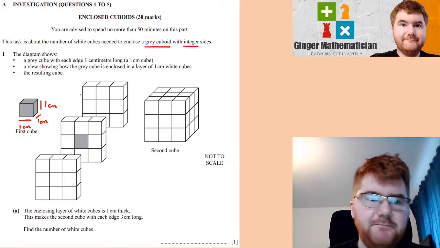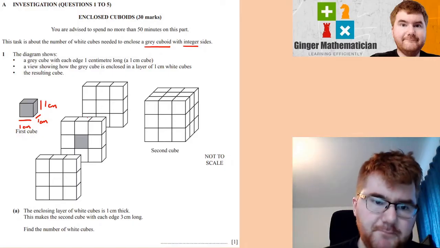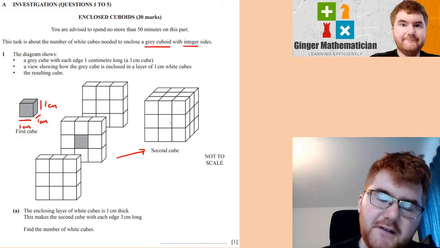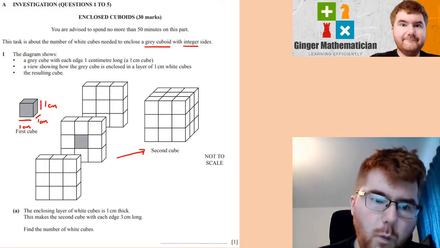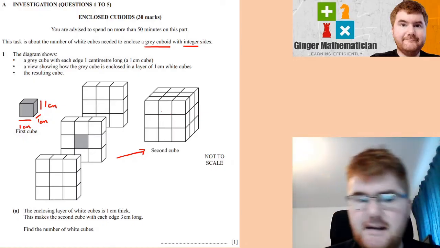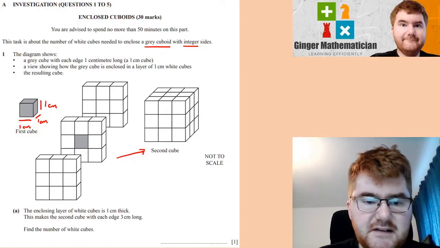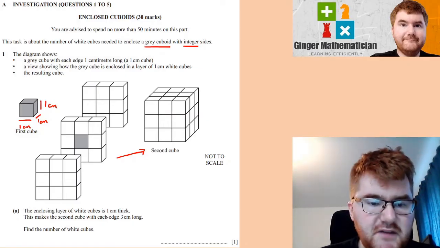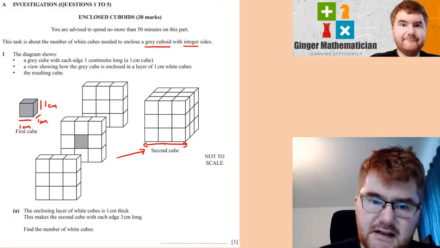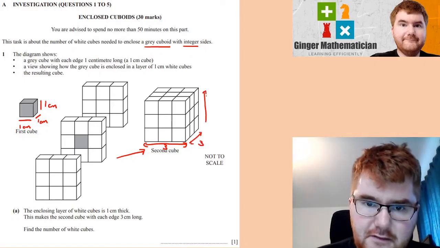What's happening here is that we're putting this cube into the middle of this white cube to then make the second cube. If you can just imagine, in the middle of this particular bigger cube, there is one grey cube right in the middle. And that's going to be our starting point for this investigation. So the enclosing layer of white cubes is 1 centimetre thick. This makes the second cube with each edge 3 centimetres long. So they're talking specifically about this one here. So this is 3, this is 3, and this is 3.